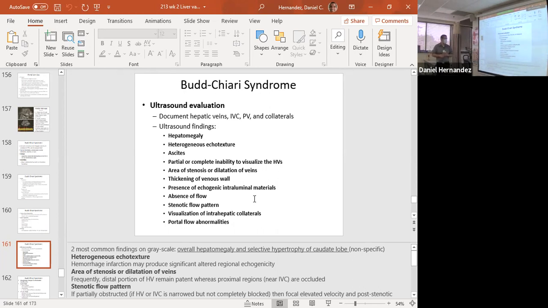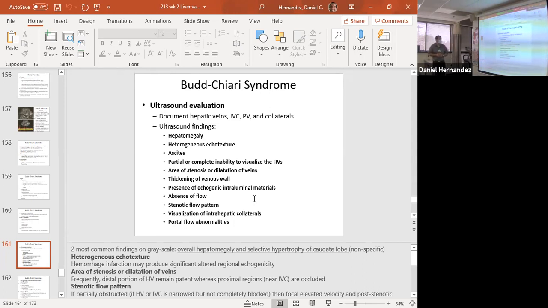Again, looking for presence of echogenic intraluminal materials, so intraluminal echoes within those hepatic veins, documenting the absence of flow, stenotic flow patterns. Because remember, with our hepatic veins, we have that W, so triphasic flow. So when we start seeing changes in what our normal hepatic vein flow pattern is, we start raising red flags that this potentially could be an issue with Budd-Chiari or thrombosis of these vessels.